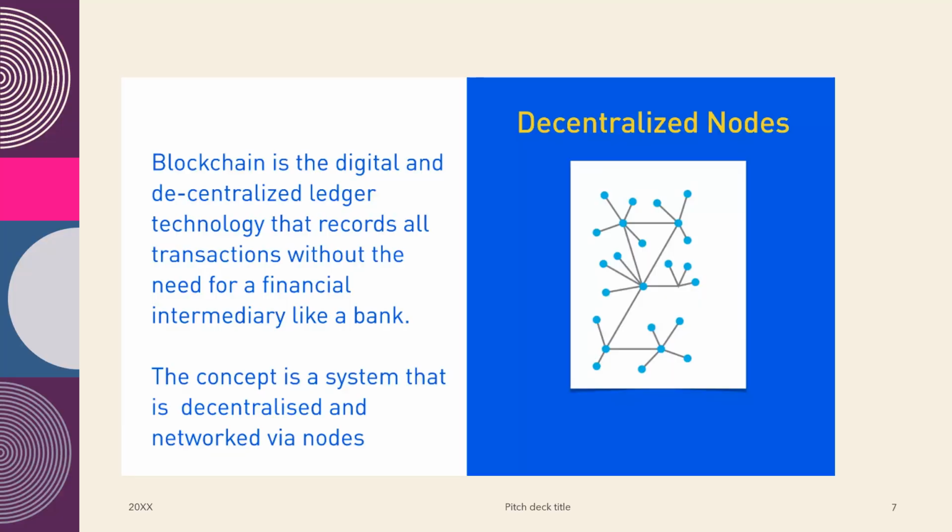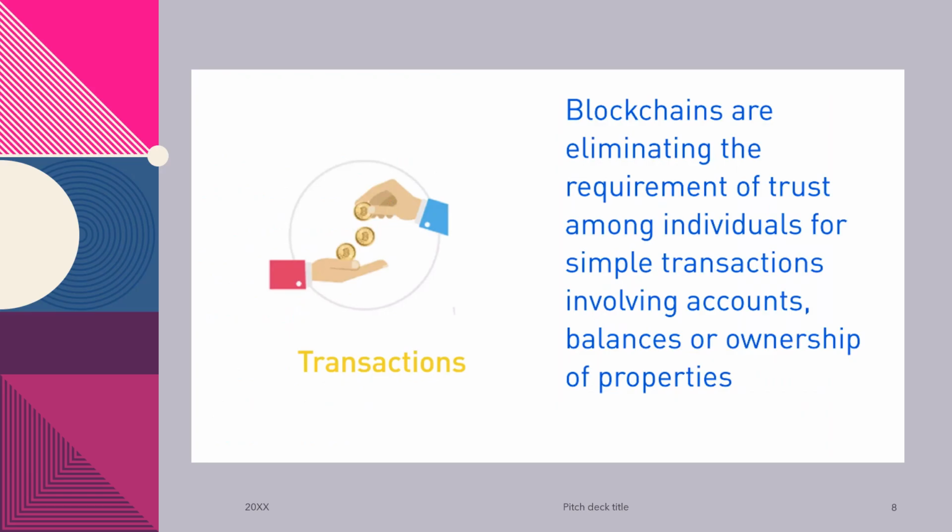Then these are a few of the terms that you guys need to know. The first thing we're going to look at is decentralized nodes. Blockchain is the digital and decentralized ledger technology, like we spoke about earlier, that records all transactions without the need for a financial intermediary like a bank. So the concept is a system that is decentralized and networked via nodes, right? The people or systems involved are referred to as the nodes. Blockchains are eliminating the requirement of trust among individuals for simple transactions involving accounts, balances, or ownership of properties.